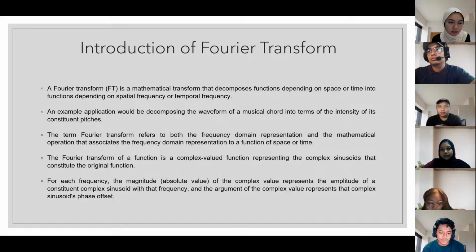The Fourier transform of a function is a complex value function representing the complex sinusoids that constitute the original function. For each frequency, the magnitude (absolute value) of the complex value represents the amplitude of a constituent complex sinusoid with that frequency, and the argument of the complex value represents that complex sinusoid's phase offset.